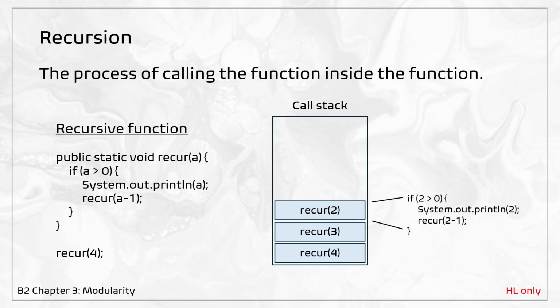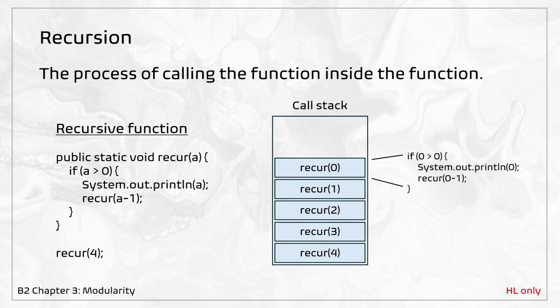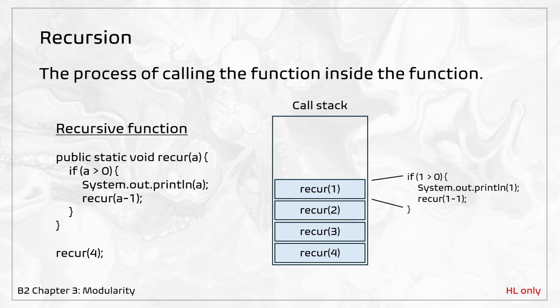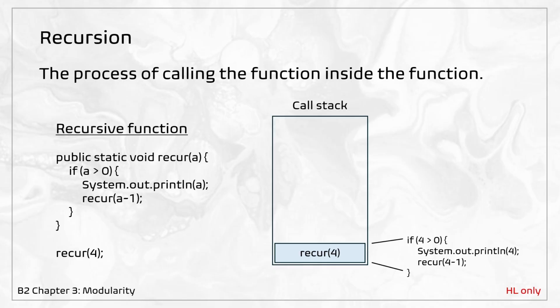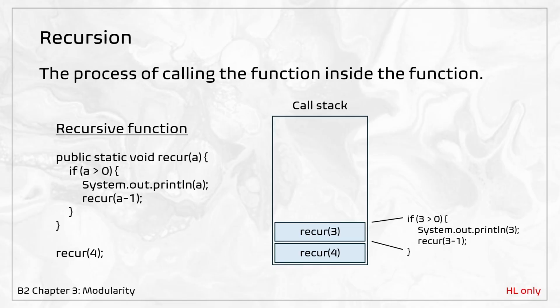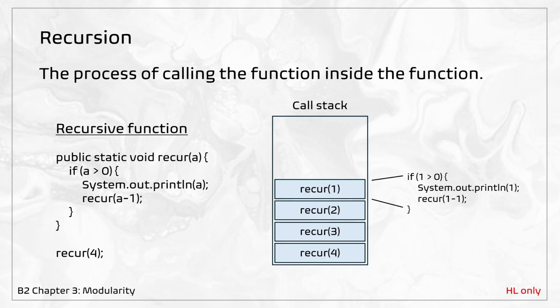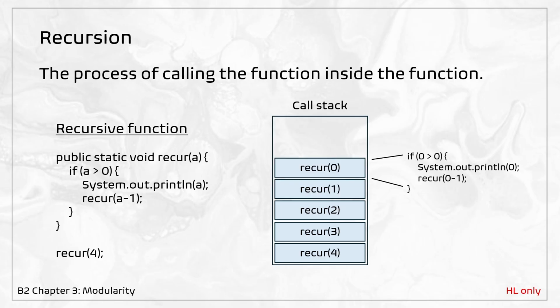The only way to exit this loop is for a function to not call itself, which it doesn't in the case that this recursive function is called with a value of 0, as it doesn't fulfill the condition in the if statement. In this case, the print line and the call itself are skipped, so recur 0 finishes, which then allows recur 1 to finish, and the calls in the stack are then popped in order. The total output of this recursive function would be 4, 3, 2, and 1, as this print statement for 4 came first, then for 3, then for 2, then for 1, and since 0 isn't greater than 0, this print line would never execute, giving us this output over here.